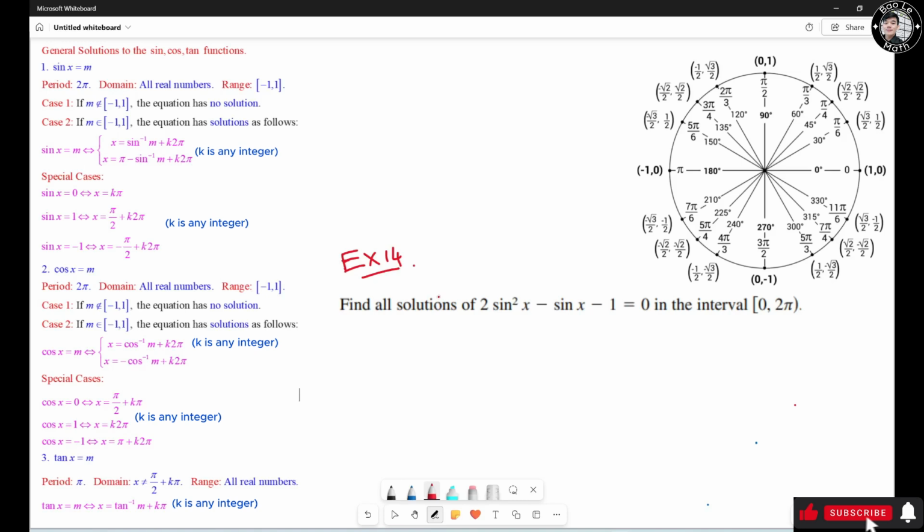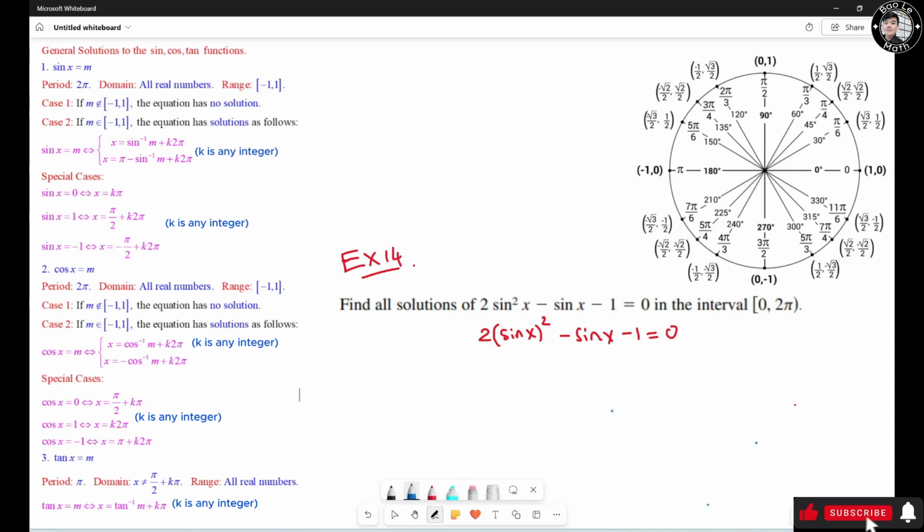Now let's look at the next example, example number 14. Find all solutions of 2 sine squared of s minus sine s minus 1 equals 0 in the interval 0 to 2 pi. So I just rewrite this one a little bit. I have 2 times sine of s all squared, this guy and this guy are the same thing, minus sine s minus 1 equals 0.